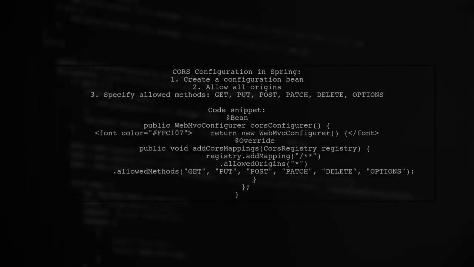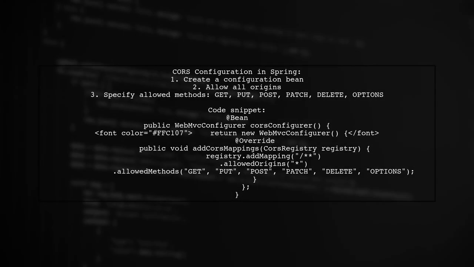Let's now look at another user-suggested answer. To enable CORS for the delete method in Spring, you can create a configuration bean. This allows all origins and specifies the allowed methods, including delete.